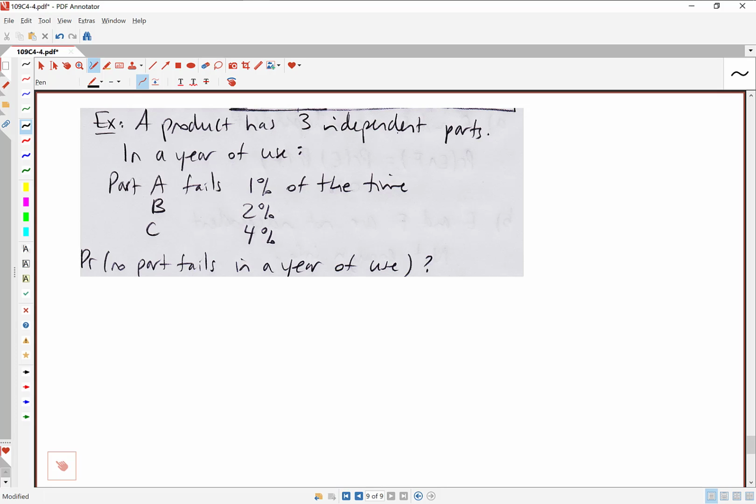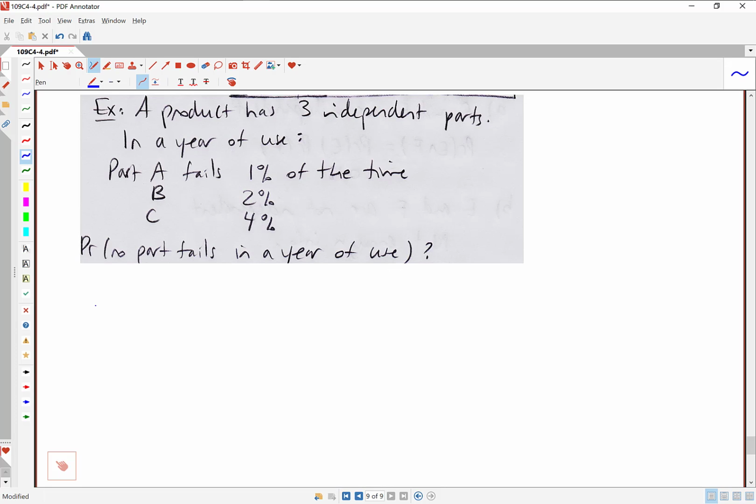Okay, let's say a product has 3 independent parts. So this could be like a laptop. You could say the 3 independent parts are like the keyboard, the screen, and the processor, something like that. So if something goes wrong with one, we're not expecting anything to go wrong with any of the other parts. In a year of use, let's say part A fails 1% of the time, and we've got similar information for part B and part C for how often they fail. And what we want is the probability that no part fails in a year of use.